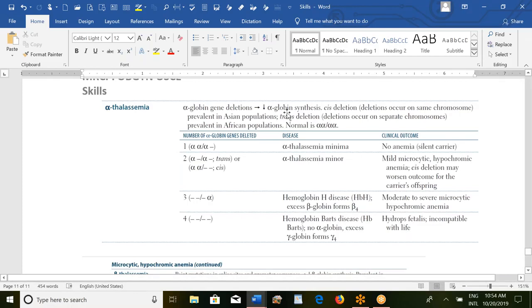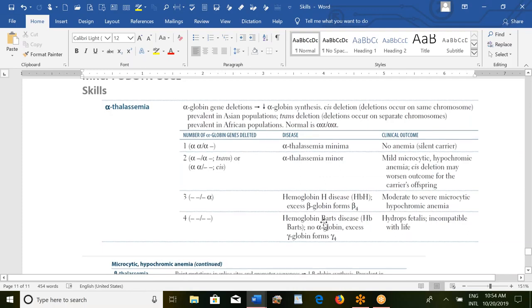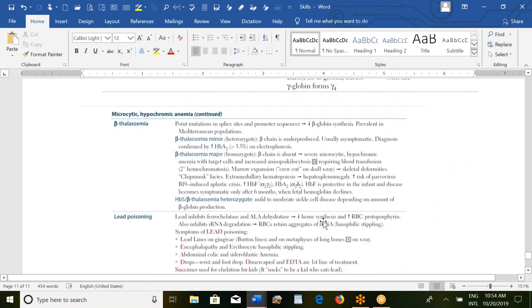Decreased synthesis of alpha globin. If 4 chains are there and 1 chain is abnormal, nothing, it is a carrier. If 2 chains are abnormal, yes, mild anemia. Then severe anemia, and then the 4th condition is incompatible with life.